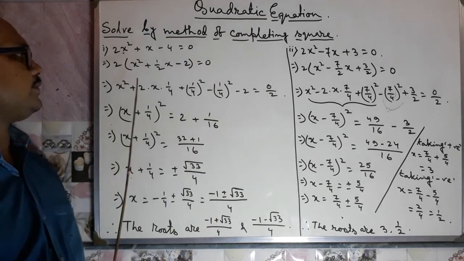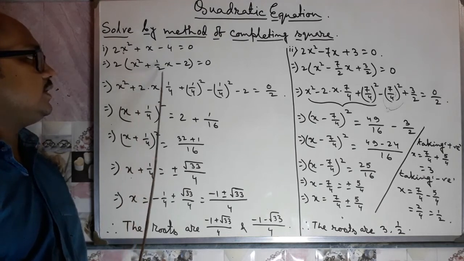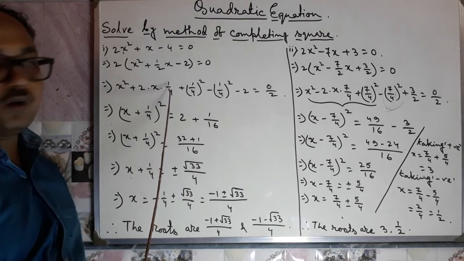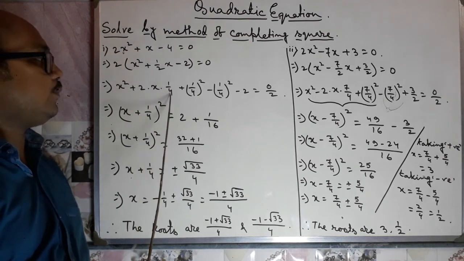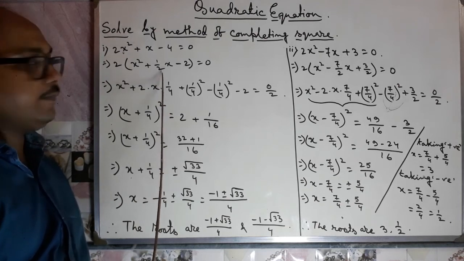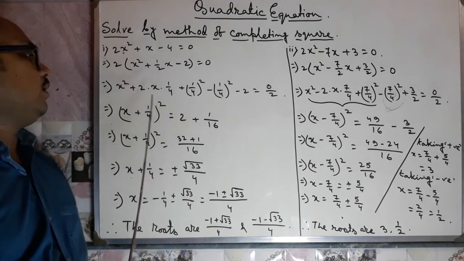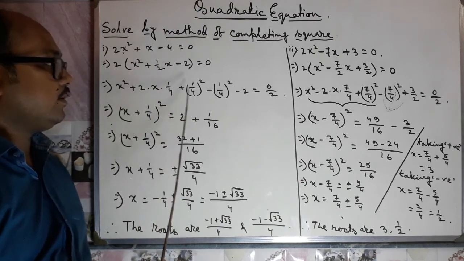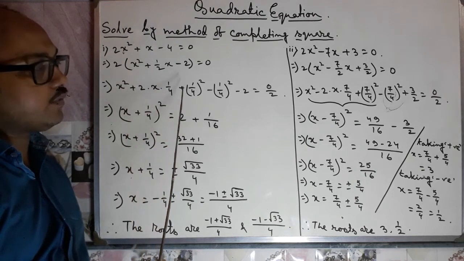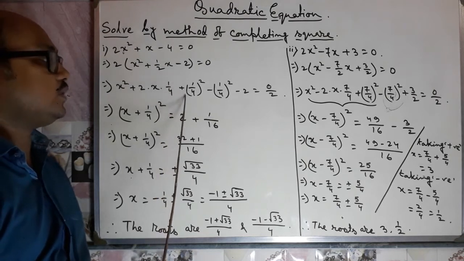And this expression can be written as x² + 2·x·(1/4). Why 1/4? As 2 into 1/4 will give 1/2, to keep it the same we have to multiply by 1/4. Now to complete the square, that is a² + 2ab, now you have to write b². What is b here? 1/4. So plus (1/4)².